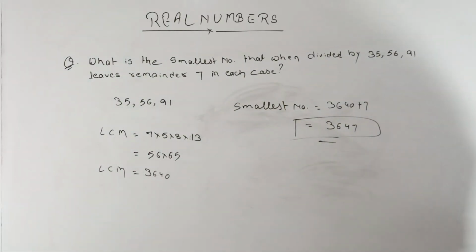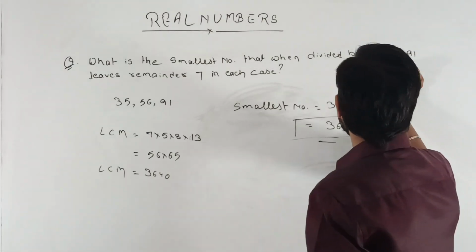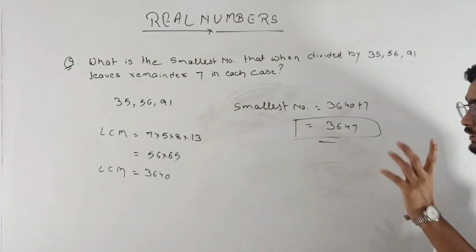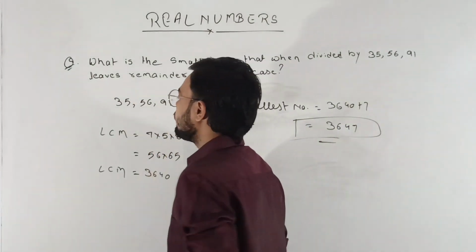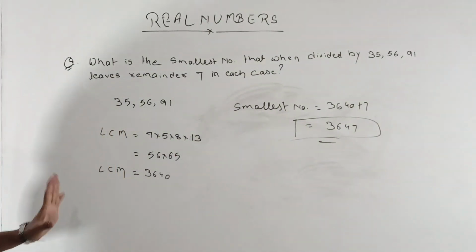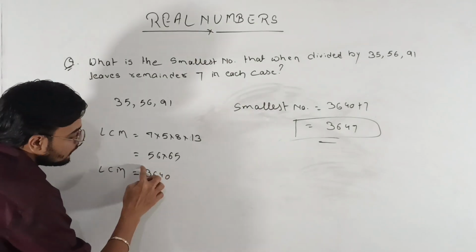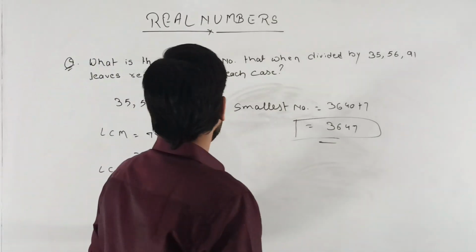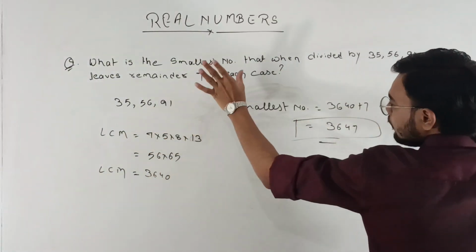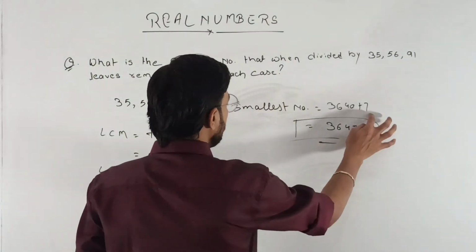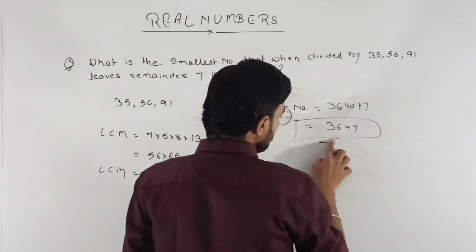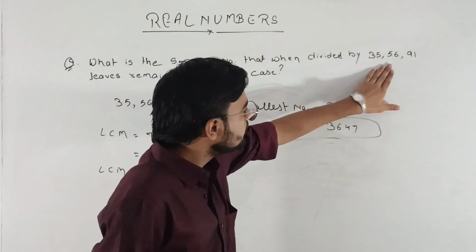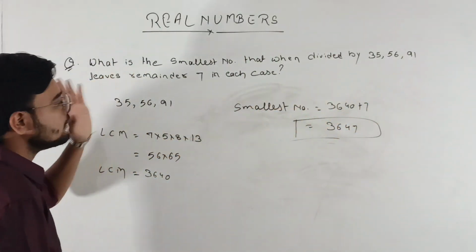The question is asking to find the smallest number which, when divided by these three, 35, 56, 91, leaves remainder 7 in each case. So first I find the smallest number which is completely divisible by these three. For this I have to find the LCM. The LCM is 3640. This is the smallest number which is completely divisible by these three. But we have to find a number which, when divided by these three, leaves remainder 7 in each case. So I add 7 to the LCM. Then I get 3647, and 3647 when divided by 35, 56 and 91 leaves remainder 7 in each case.